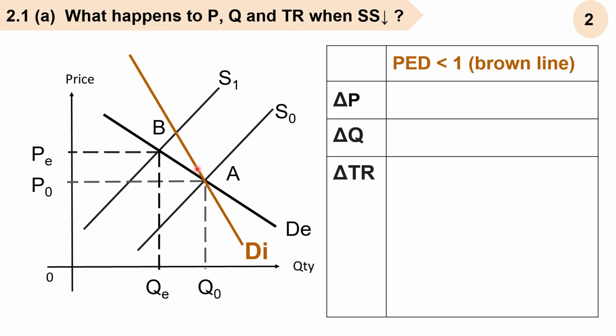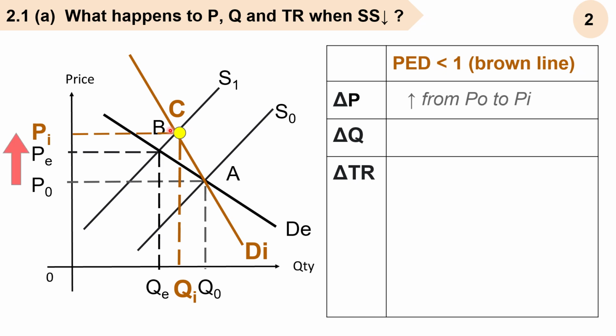And then my new equilibrium point is point C. The corresponding price is PI. The corresponding quantity is QI. So if we look at the case where PED is less than 1, you see that your price increases from P0 to PI, and your quantity decreases from Q0 to QI.